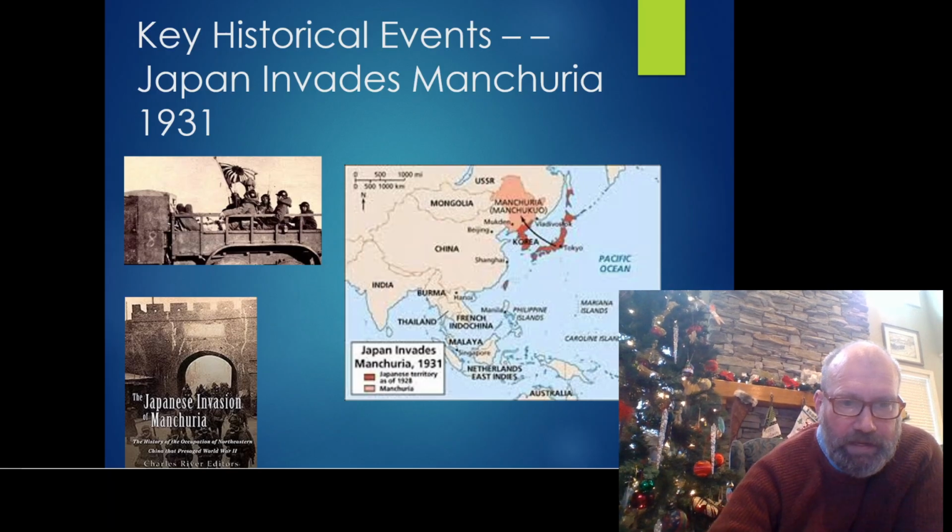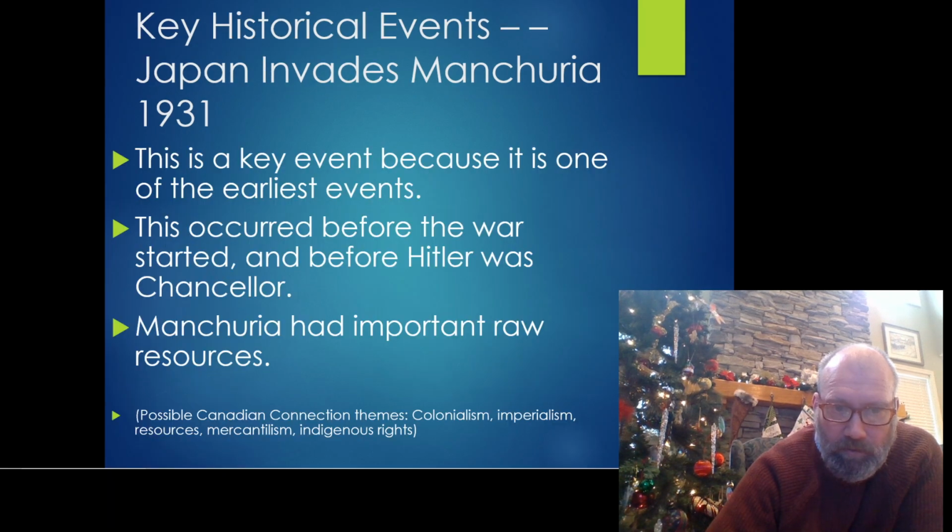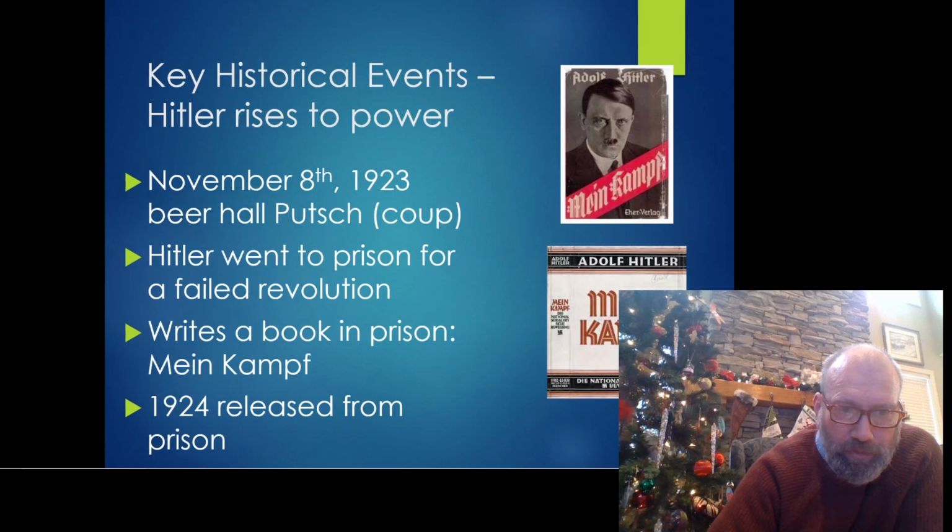Key historical events. Japan invades Manchuria. Now, this is supposed to be a really fast review video, and so you can access the whole PowerPoint online, but I am going to just go through some of these slides just so you can see what you can access online.